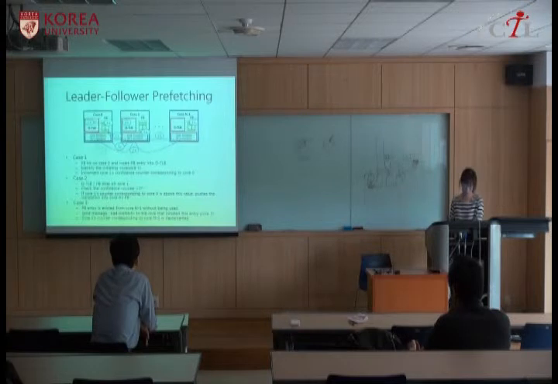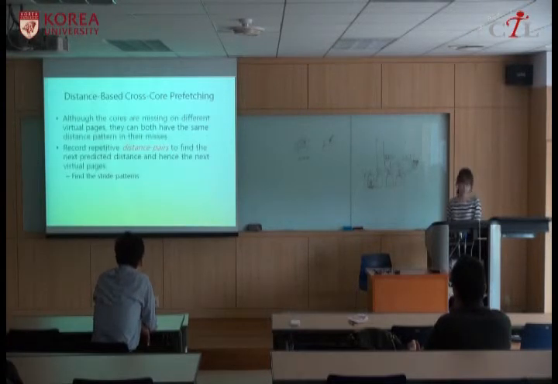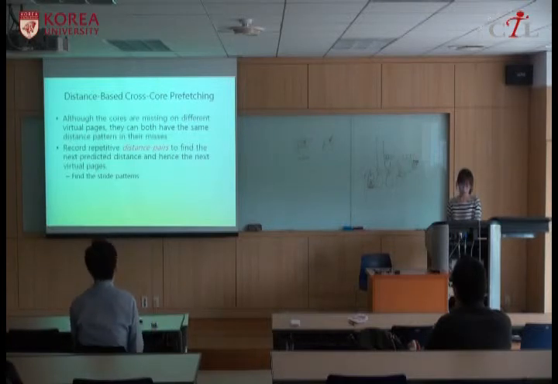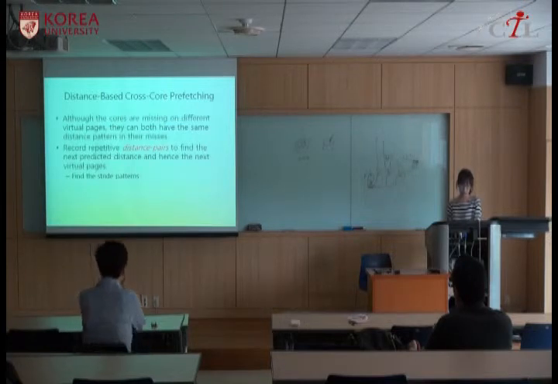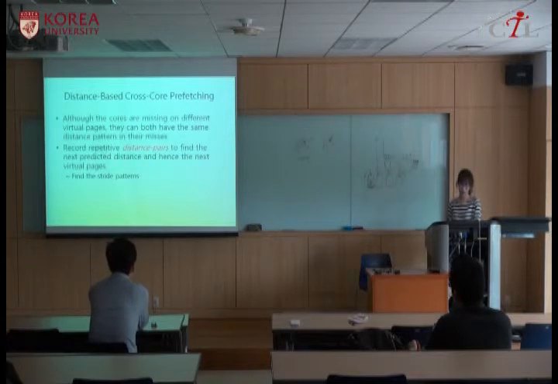Okay, so this is all that explanation, nothing new. This is just based on prefetching. This scheme is used to reduce TLB misses, to record repetitive distance pairs to find the next predicted distance and hence the next virtual pages. So the goal is finding the stride patterns. How do they find stride?